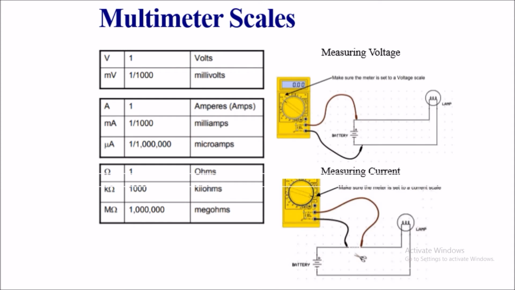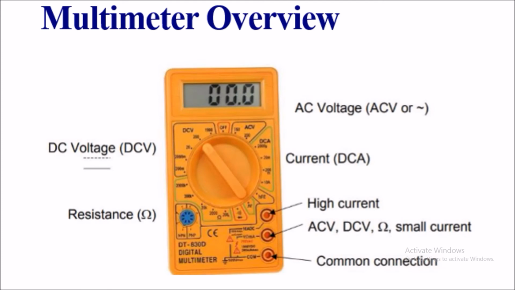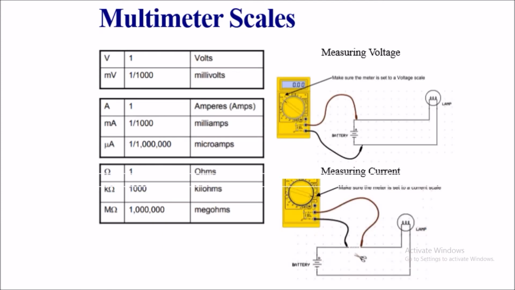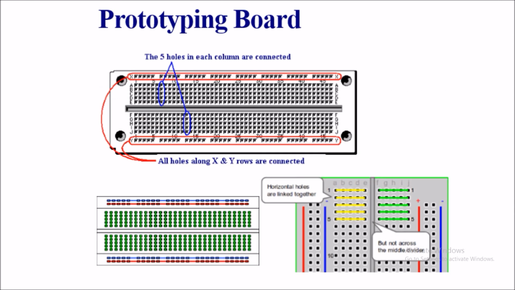Multimeter scales. Here I am connecting it in parallel to measure the battery voltage, and here I am connecting it in series to measure the current in a circuit, which I discussed before in the last slide. And the prototyping board, how to connect it. We spoke here about the multimeter, how to use it and what it is used for. But here we are speaking about the prototyping board.